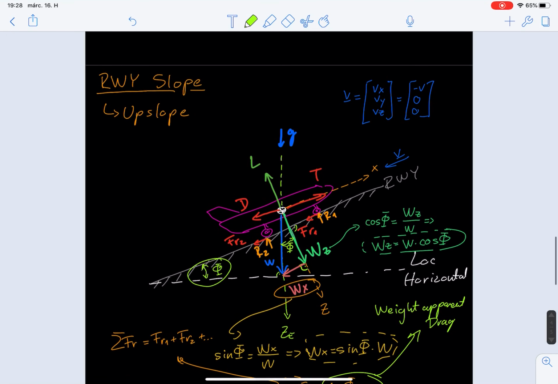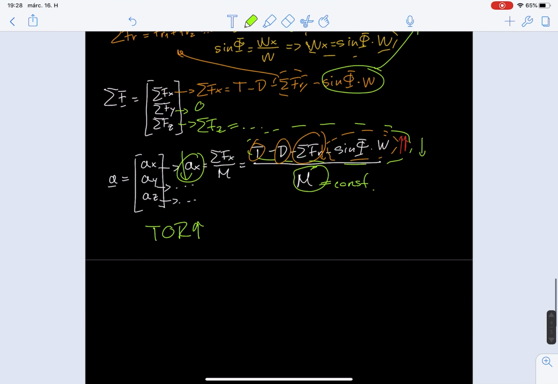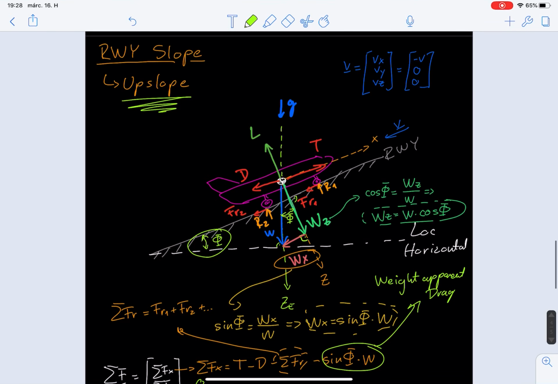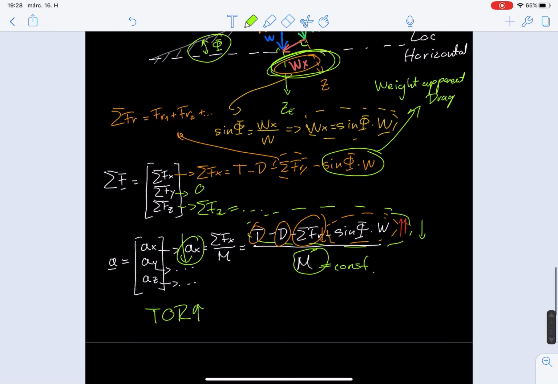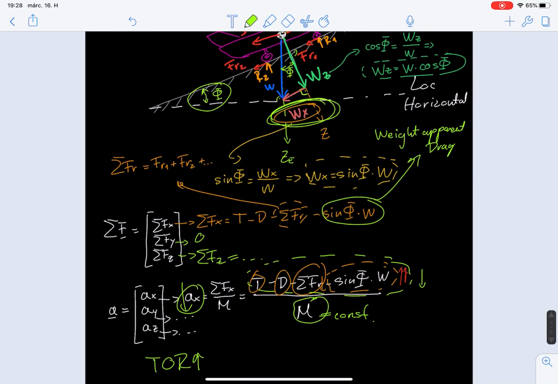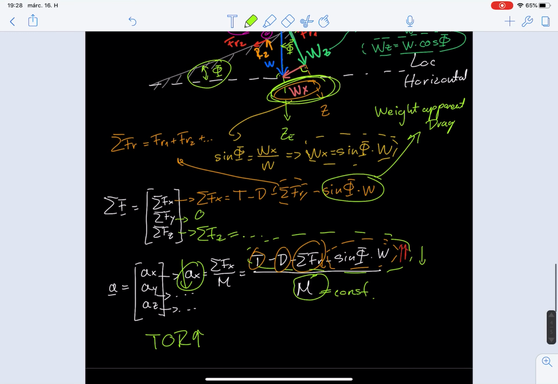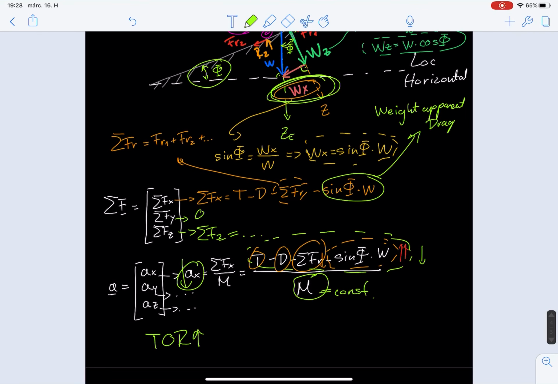So if we have an upslope, in that case, we're going to have an extra component of the weight acting in the drag direction. So this one is what we call the weight apparent drag, and is going to be added to the drag side of the equation, right? Because remember, thrust minus the sum of the drag plus the friction forces plus this weight apparent drag is what we call the sum of the drags, and the thrust minus the sum of the drags we call the excess thrust.